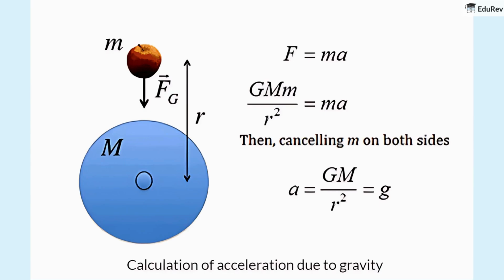Now, let's put our math skills to the test and derive the acceleration due to gravity using the universal law of gravitation. To derive the acceleration due to gravity, we can use the equation F is equal to ma and the universal law of gravitation, that is F is equal to GMm upon r square. So, GMm upon r square is equal to ma. By cancelling m on both sides, we get a is equal to GM upon r square is equal to g.